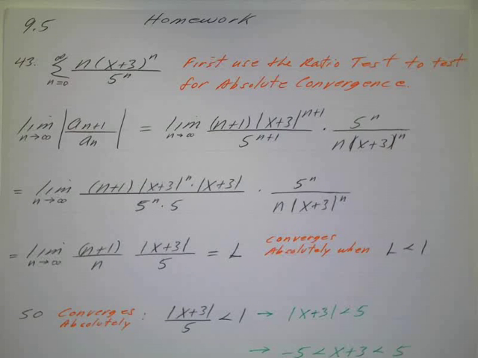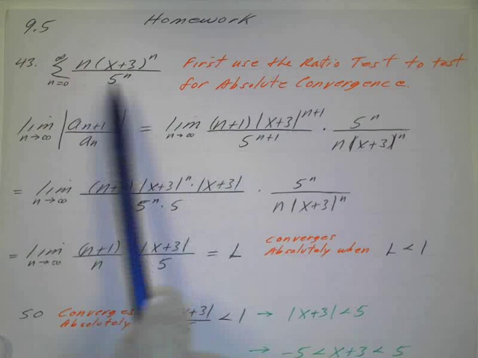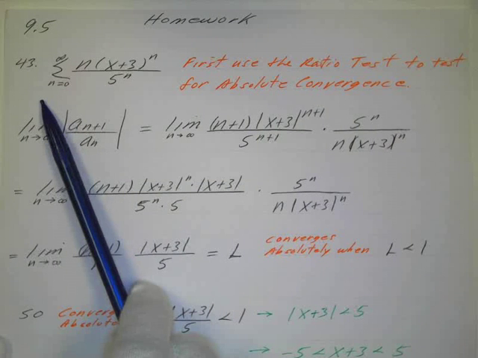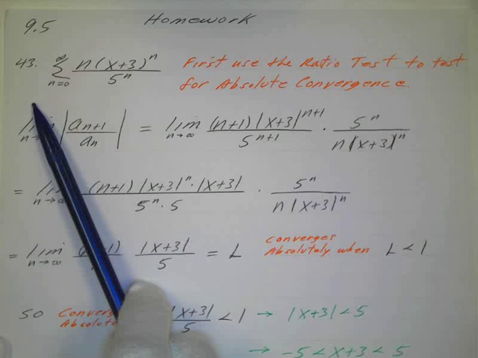Okay, there's some more problems from section 9.5, and this is number 43, and we have this series as n goes from 0 to infinity of n times (x plus 3) to the n over 5 to the n. First of all, we want to check this. We're going to check for all the three things we talked about on all the problem sets.